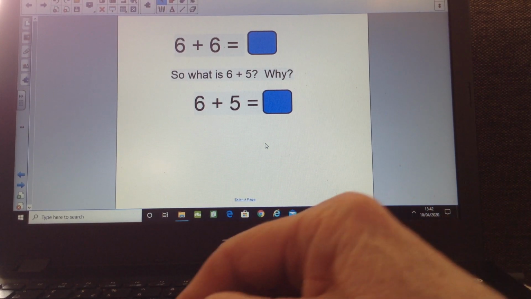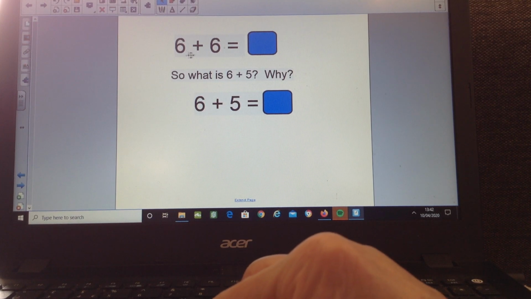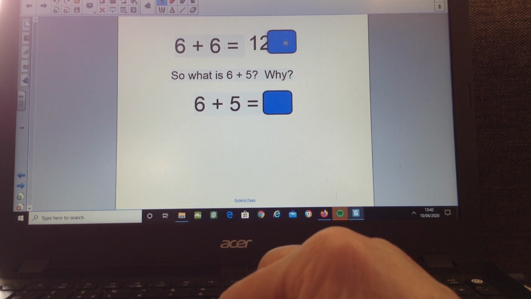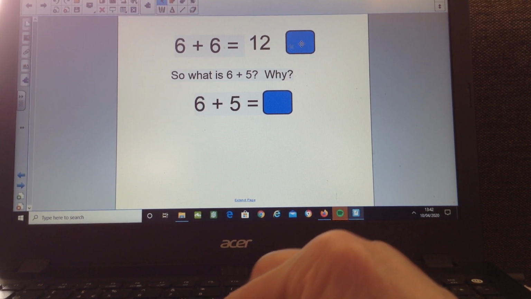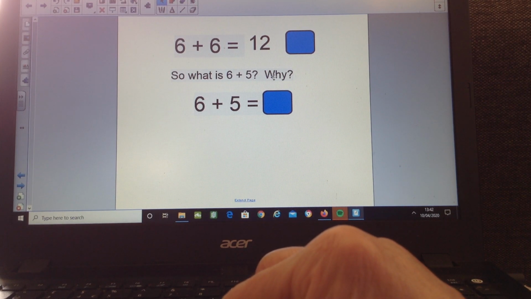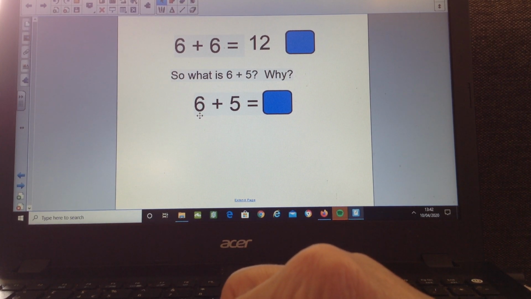What about this one? 6 add 6 equals 12. So what is 6 add 5 and why? Have a go.